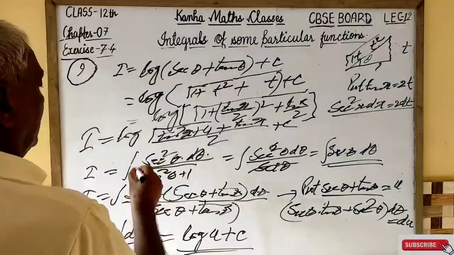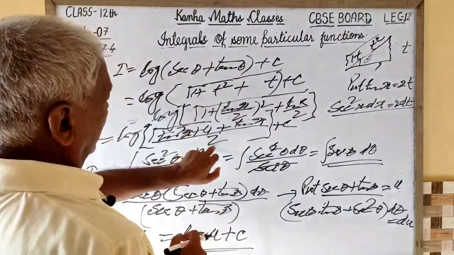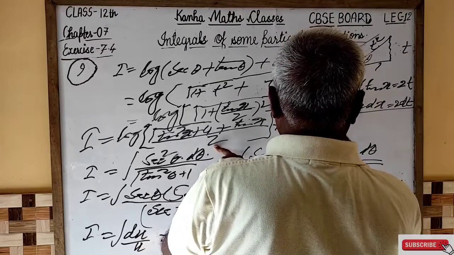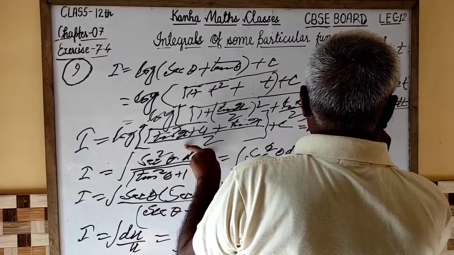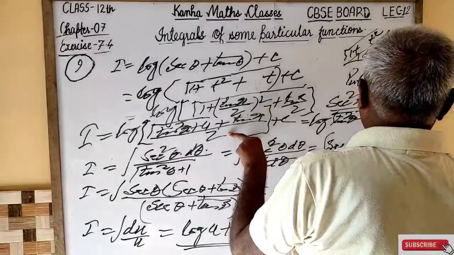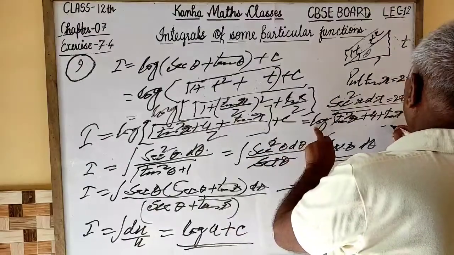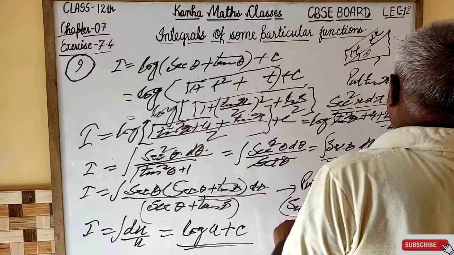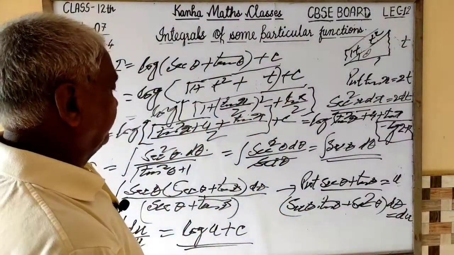Now this becomes log m upon log n, 2. It will become log of under root tan square x plus 4 plus tan x, minus log 2 plus c, and this minus log 2 plus c will be another constant c1, you may say.